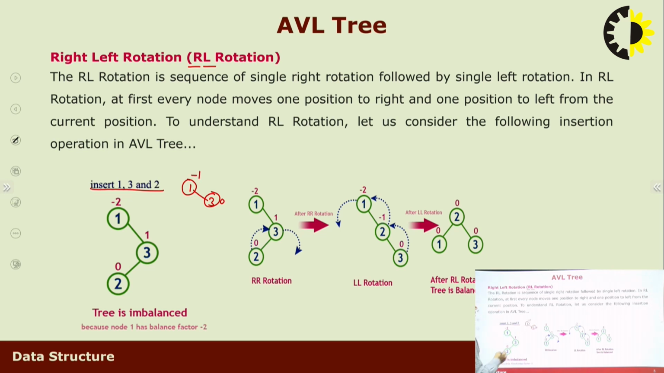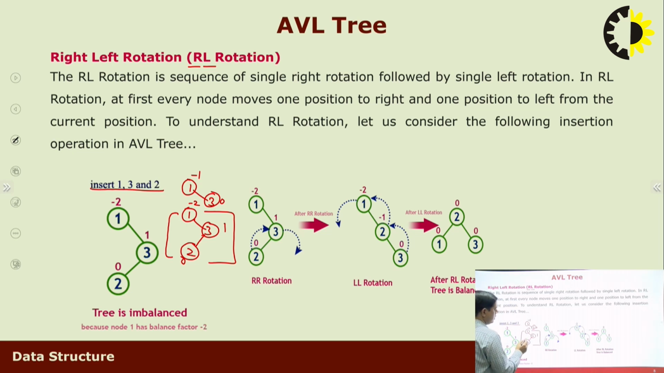But if we insert 2, in that case 2 will be the left child of 3 according to the binary search tree property. Now the tree is imbalanced at node number 1. How can we see that? We can check the balancing factor. The balancing factor of 2 is 0. Balancing factor of 3 is 1. Balancing factor of 1 is minus 2. The height of the left subtree is 0, the height of the right subtree is 2. 0 minus 2, that is minus 2. That means the tree is unbalanced at node number 1.